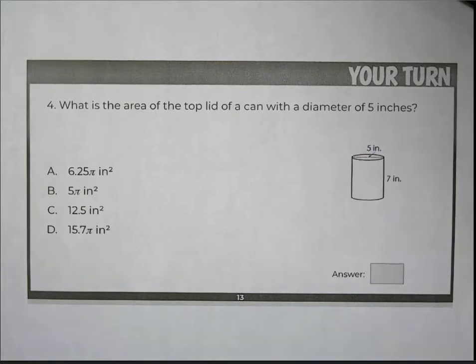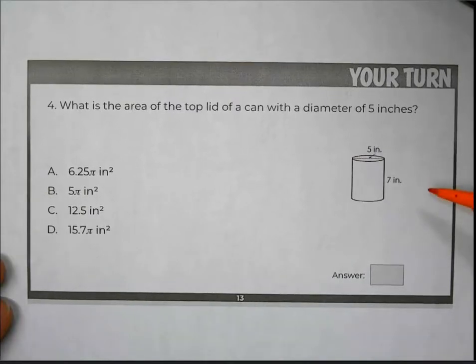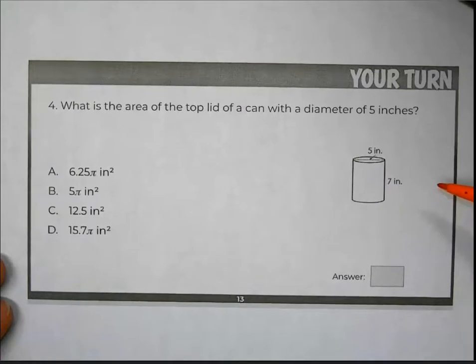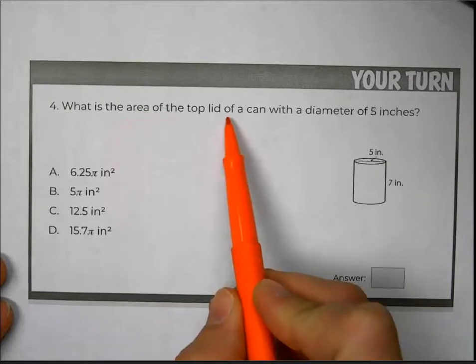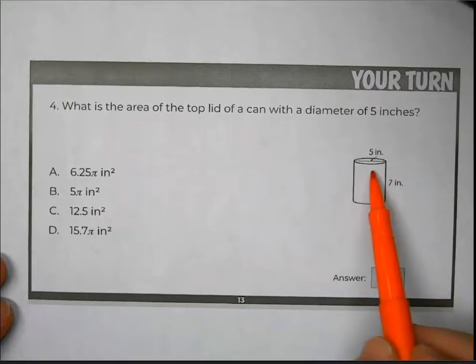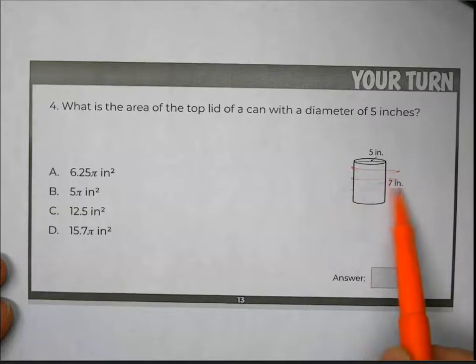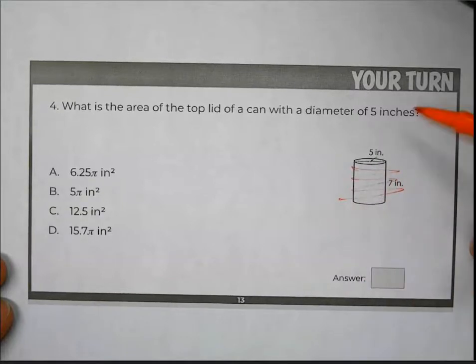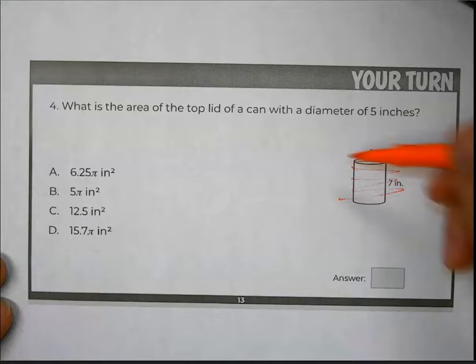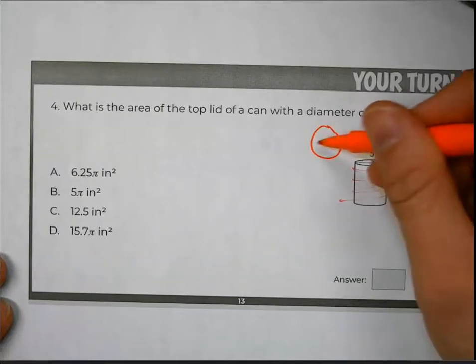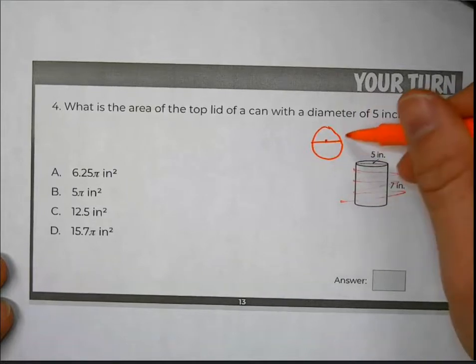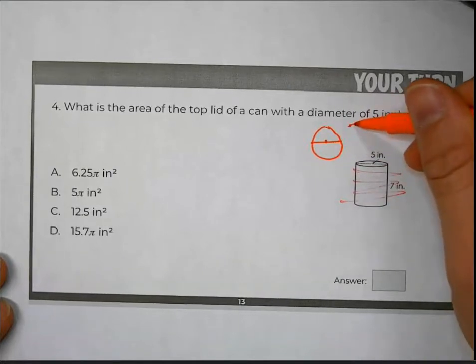Okay, so one of the things about this that is tricky is the picture is a little bit misleading. It's extra information. We're only talking about the area of the lid. The rest of this doesn't matter at all. This is a three-dimensional figure, but all we're talking about is the lid. The lid is a circle, and they're saying that the diameter is 5 inches.